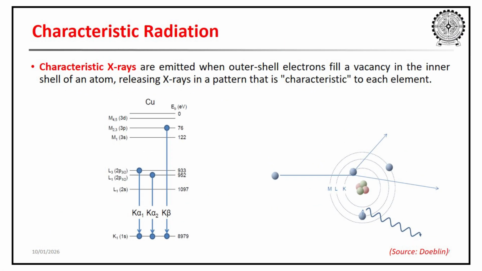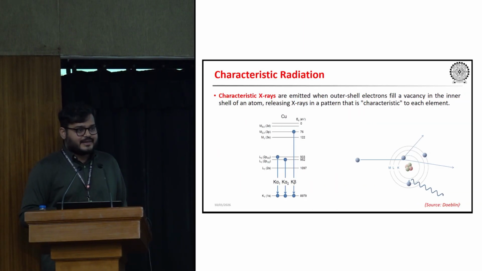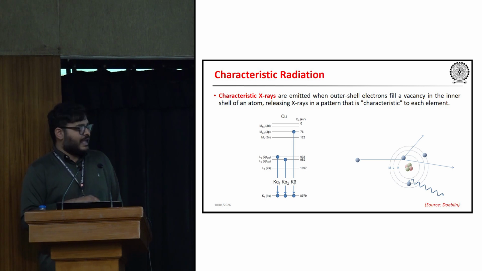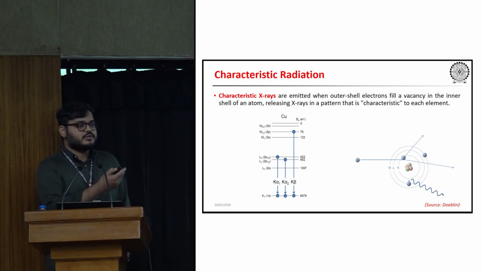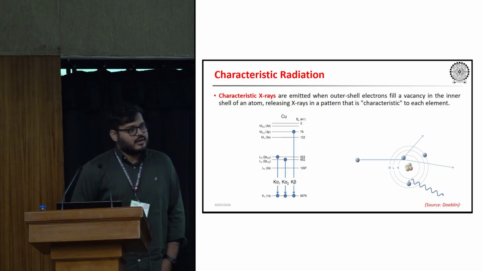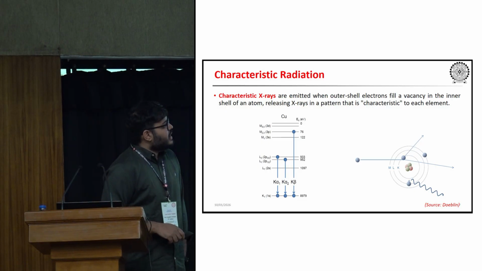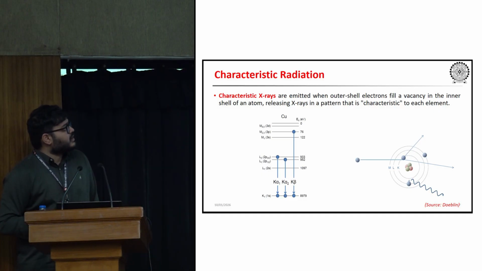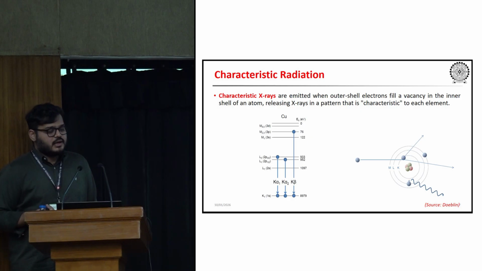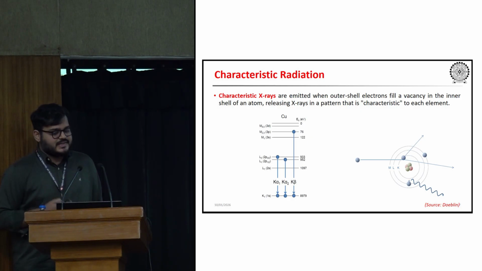What we are interested in is the characteristic radiation. This is something which you would all have studied in 12th standard chemistry. When the electrons hit an inner shell, an electron gets ejected out, and an electron from an L shell or a higher shell comes down to occupy its space, and that difference in energy is released as X-rays. Right? So, characteristic X-rays are emitted when an outer shell electron fills the vacancy in an inner shell of an atom, releasing X-rays.